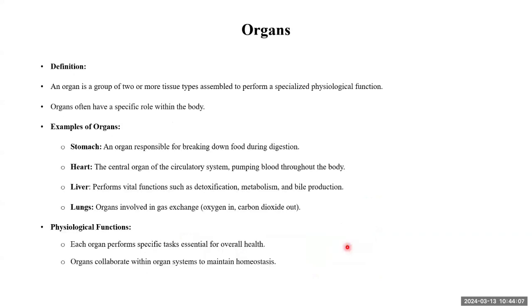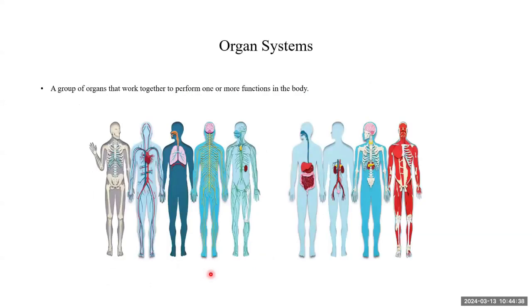So, what are organs? An organ is a group of two or more tissues assembled to perform a specialized physiological function. As I already discussed, the stomach, heart, liver, and lungs alone are organs. But if they are combined with the relevant structures, they would be called organ systems. Each organ performs specific tasks essential for overall health. Organs collaborate to maintain homeostasis, or to keep functioning well.